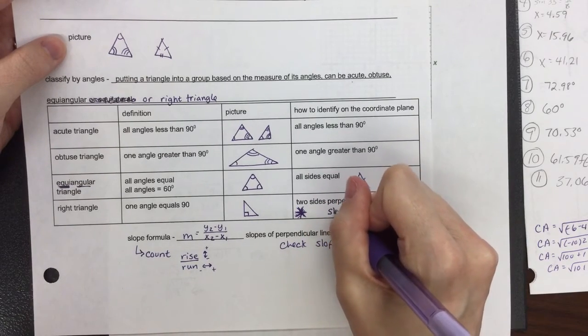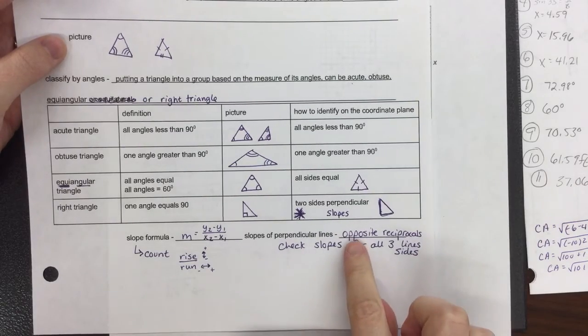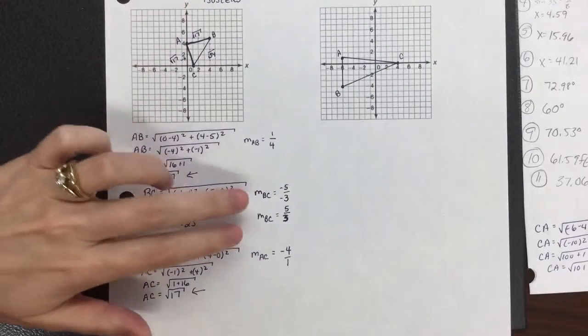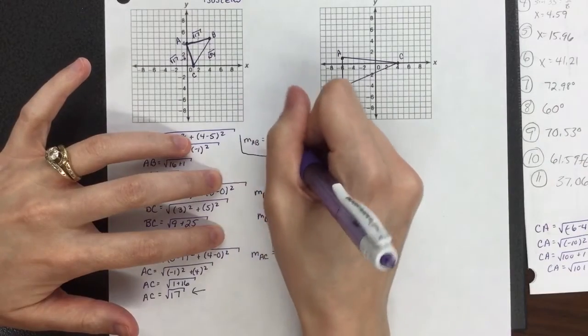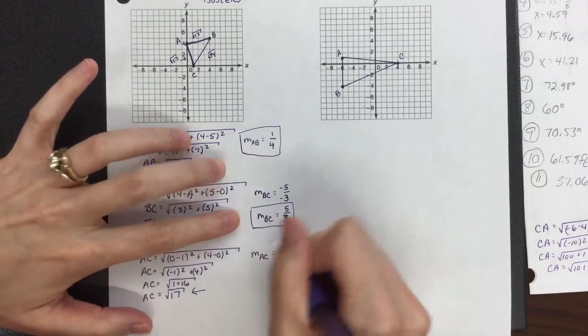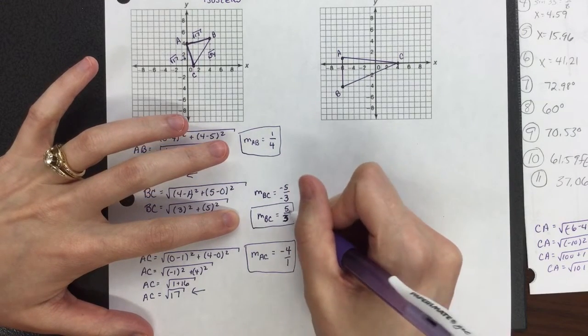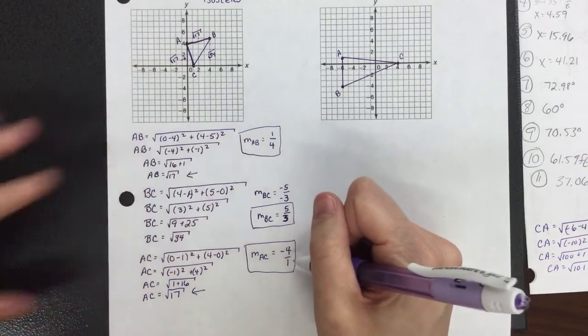And it's going to be their slopes are going to be perpendicular. So that means we need to check for opposite reciprocals. So if we look between AB and BC, those are not opposite reciprocals. And then BC to AC, they're opposite, but they're not reciprocals. The fractions haven't been flipped.